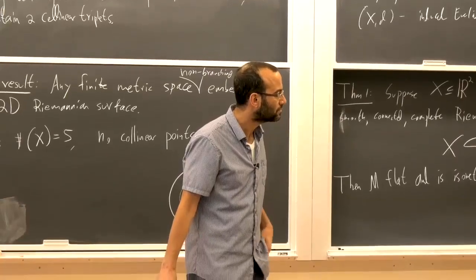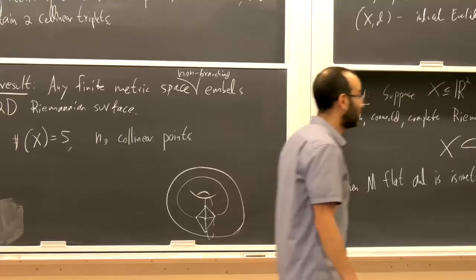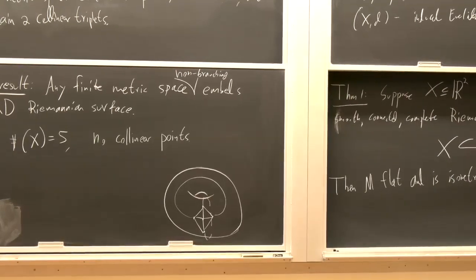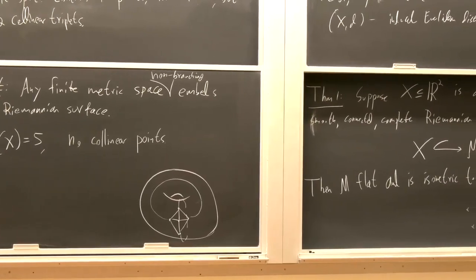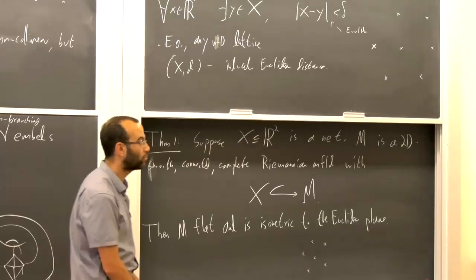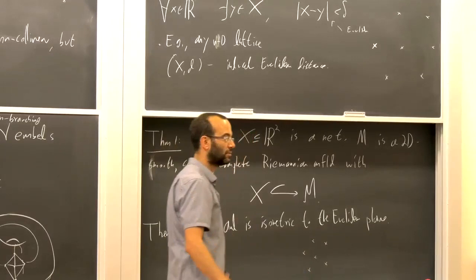So the point of this theorem is that I start out with a Euclidean net in the Euclidean plane, and then I isometrically embed it into some other manifold. And then the conclusion is that M is flat and isometric to flat R2. Could it not be the torus? It won't be isometric to the torus. It cannot be a torus. No, it's flat R2.